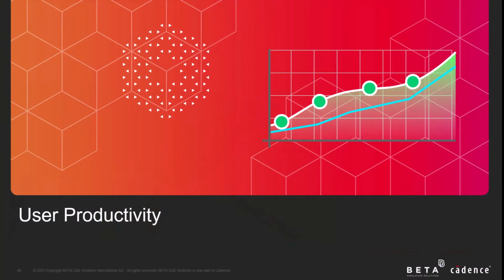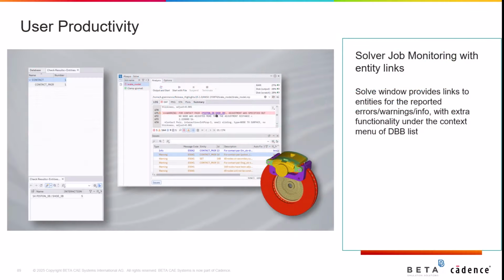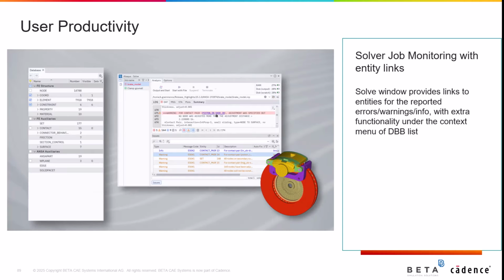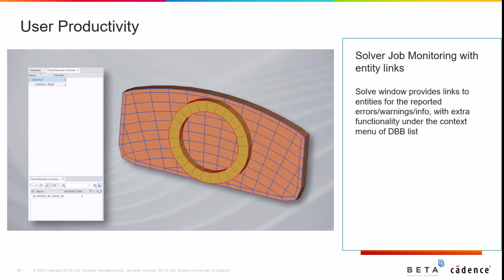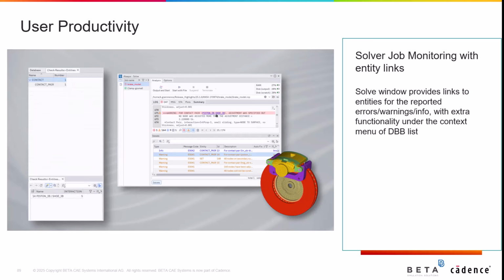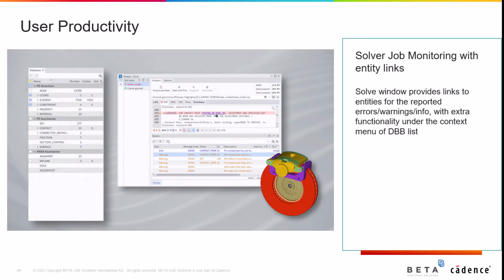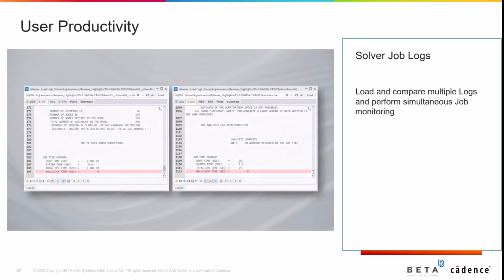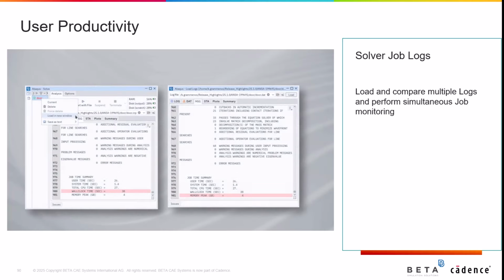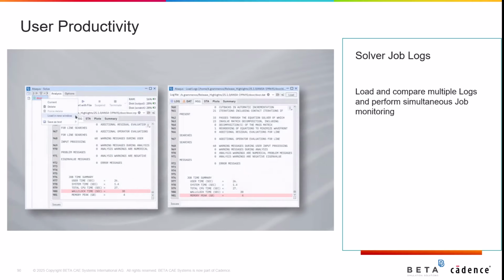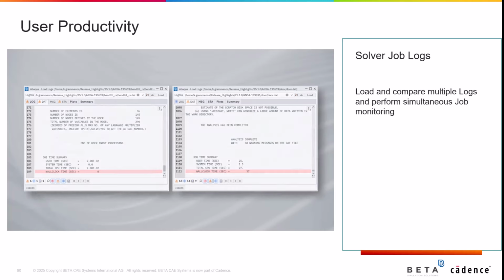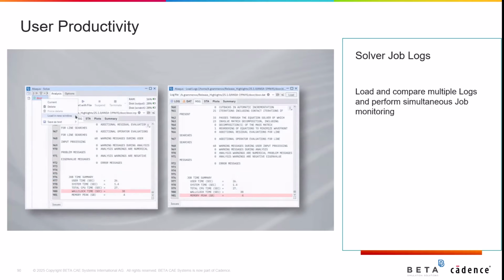Let's wrap up with some important improvements in user productivity. The Solve window now provides direct links to the entities related to the reported errors, warnings, and info. Once the user clicks on the link, they can manipulate the reported entities easily through the database browser. Additionally, for the Solver job logs, users now have the ability to load multiple logs for comparison. This enables simultaneous job monitoring, improving the efficiency of tracking and managing multiple Solver jobs.